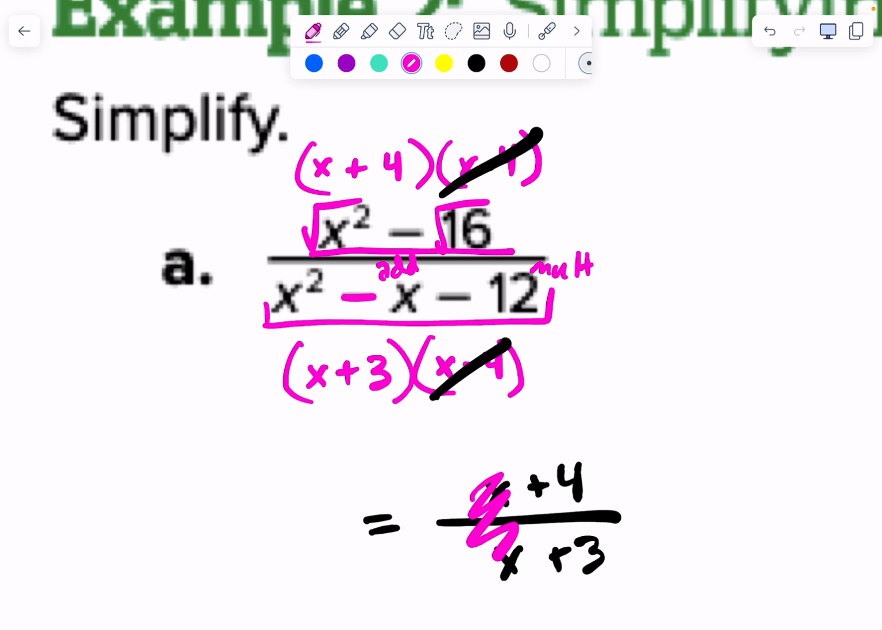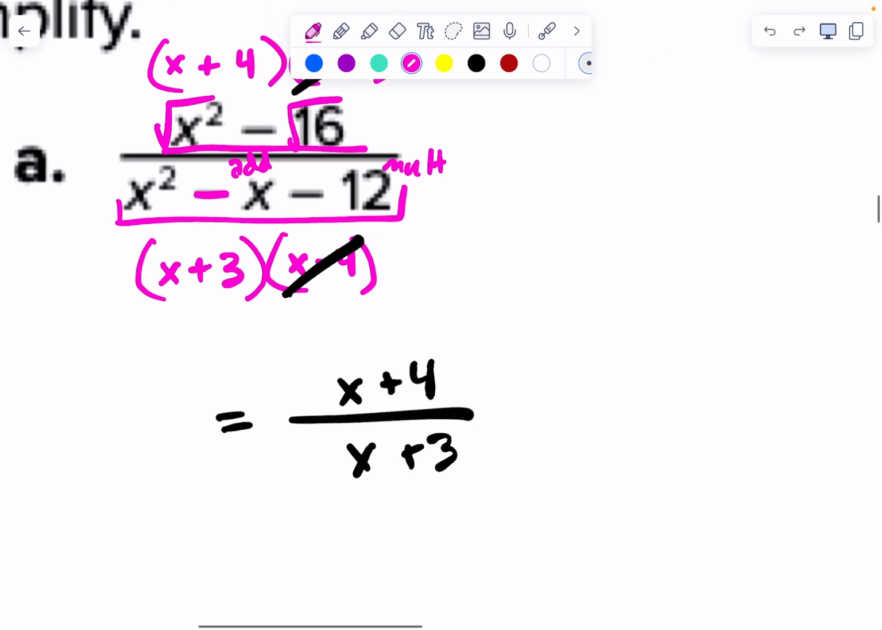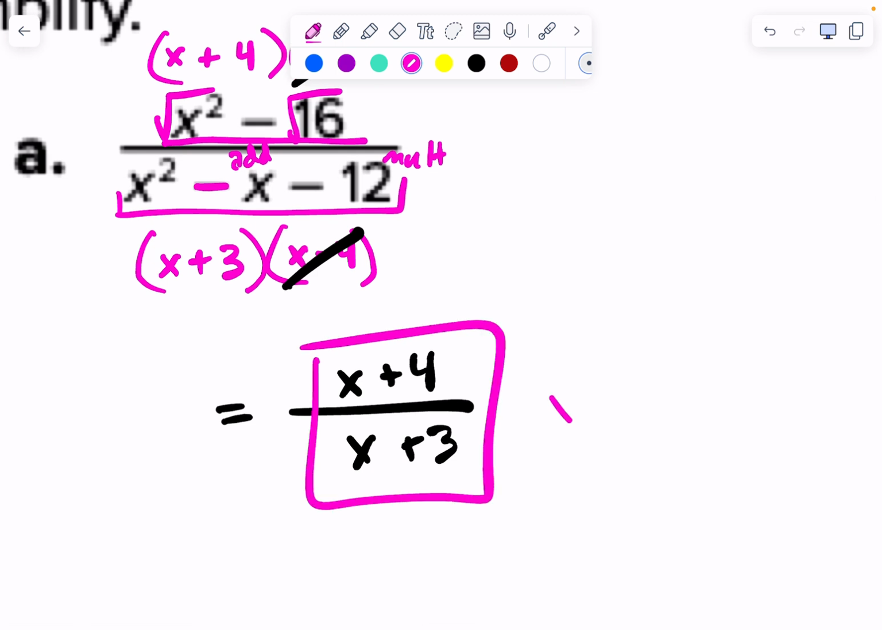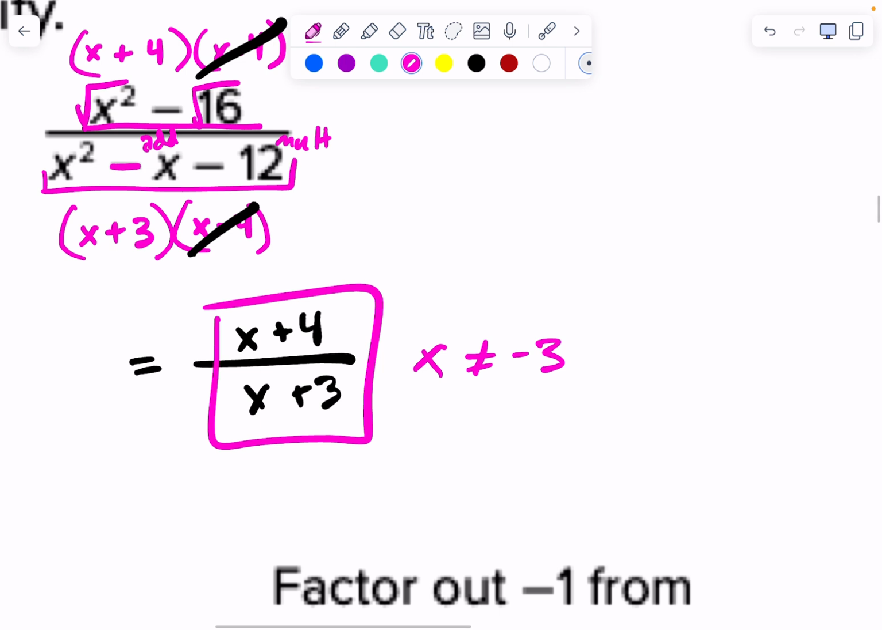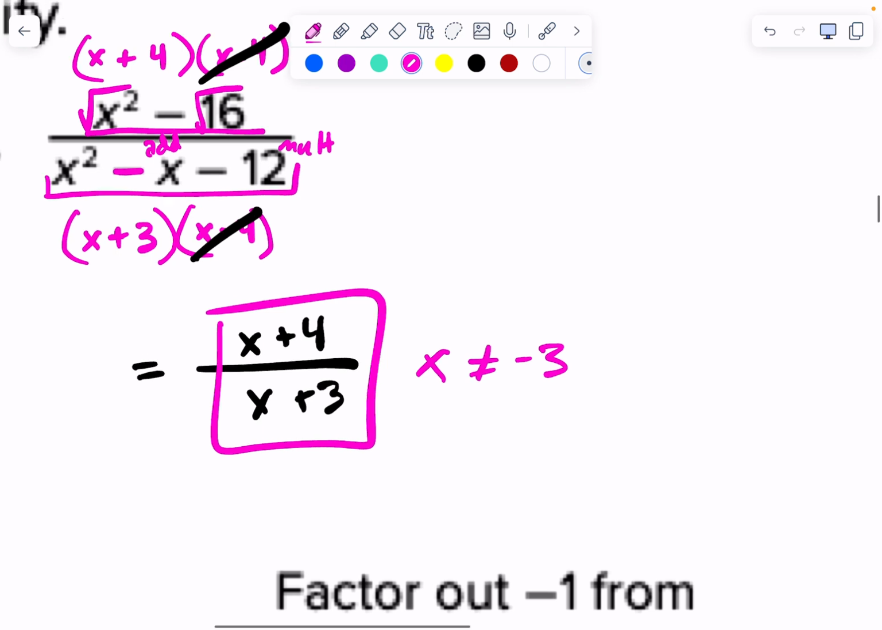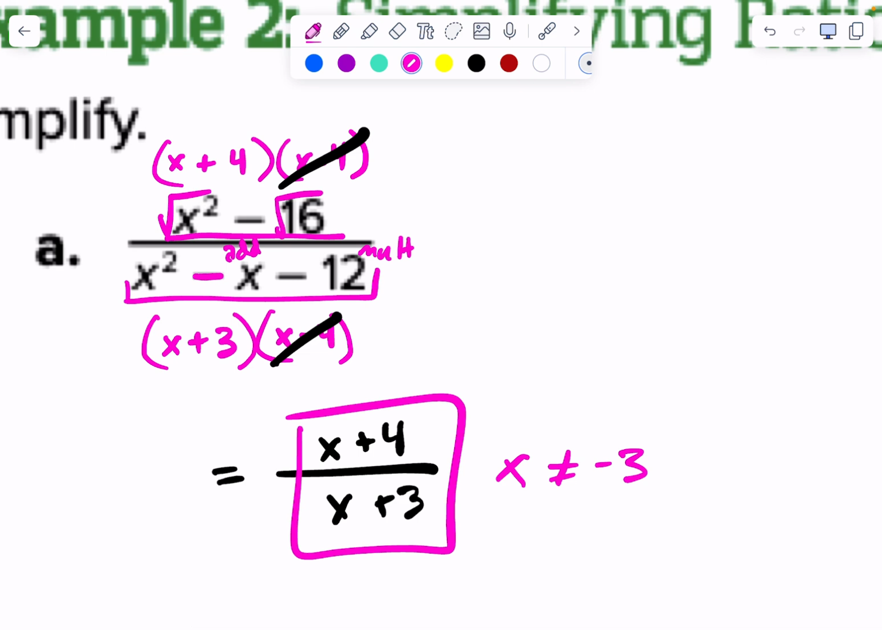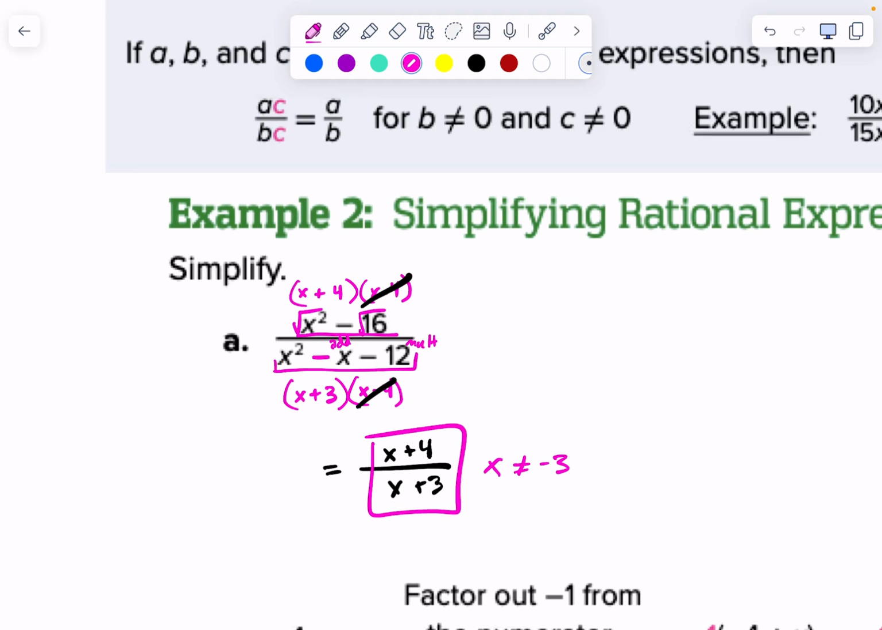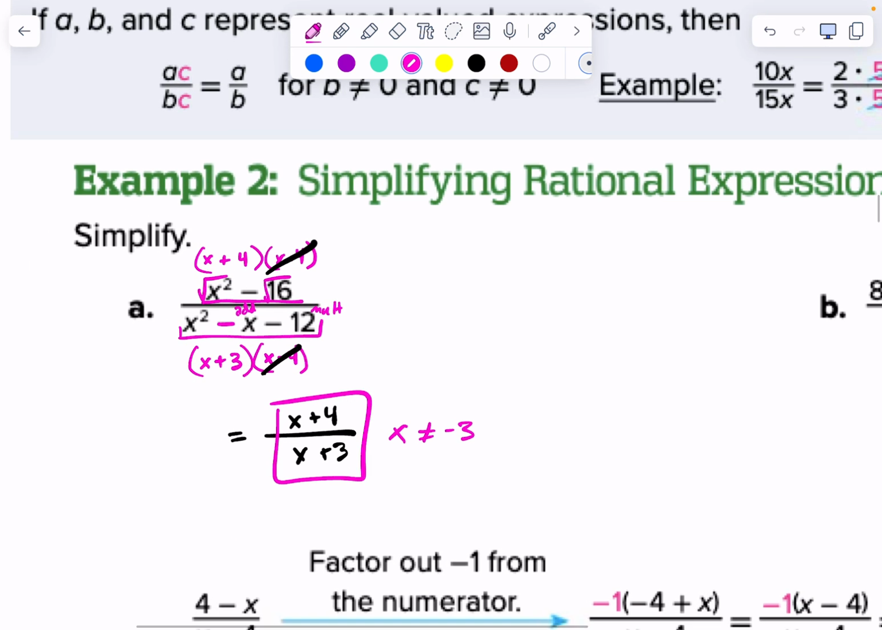Can I cancel these x's? No. Is he simplified? Yes. X cannot equal negative 3. They don't necessarily make me say that, but it's a good thing to exercise, right? That's a restricted value. X can't be negative 3. They didn't ask for that, but that's fine. That's A. Got it?